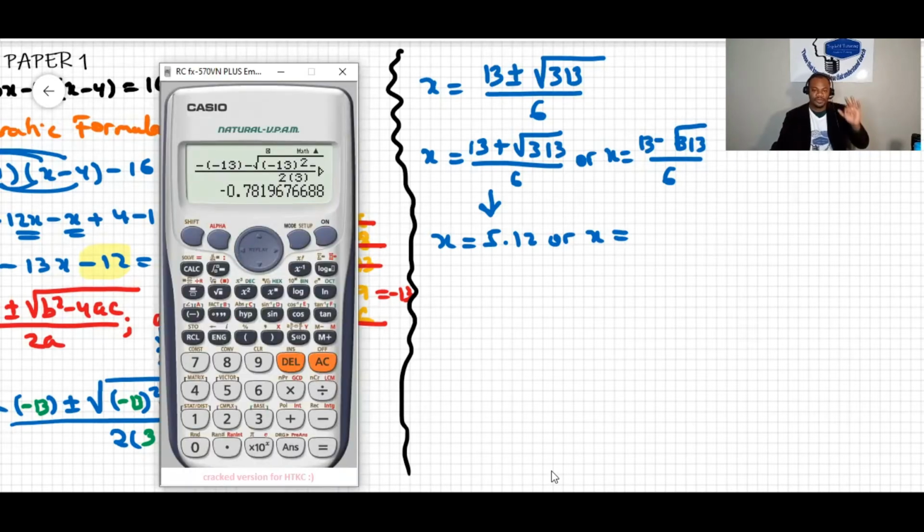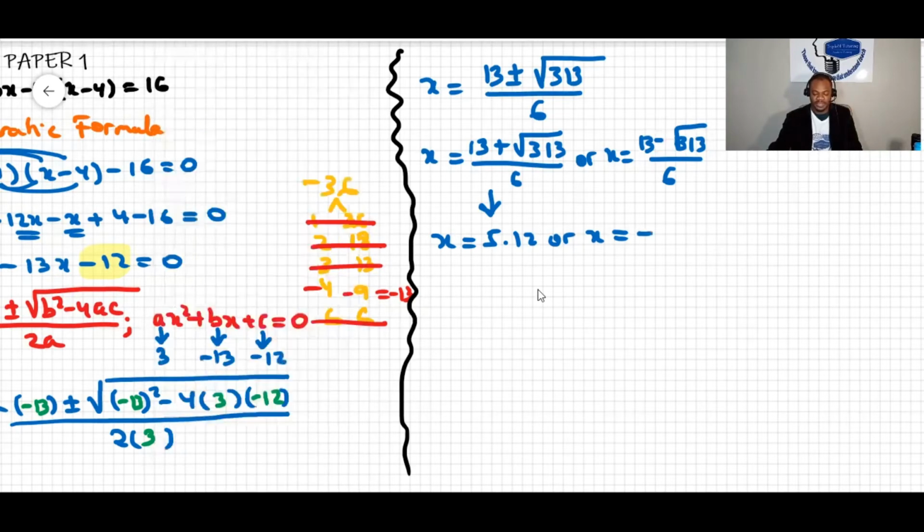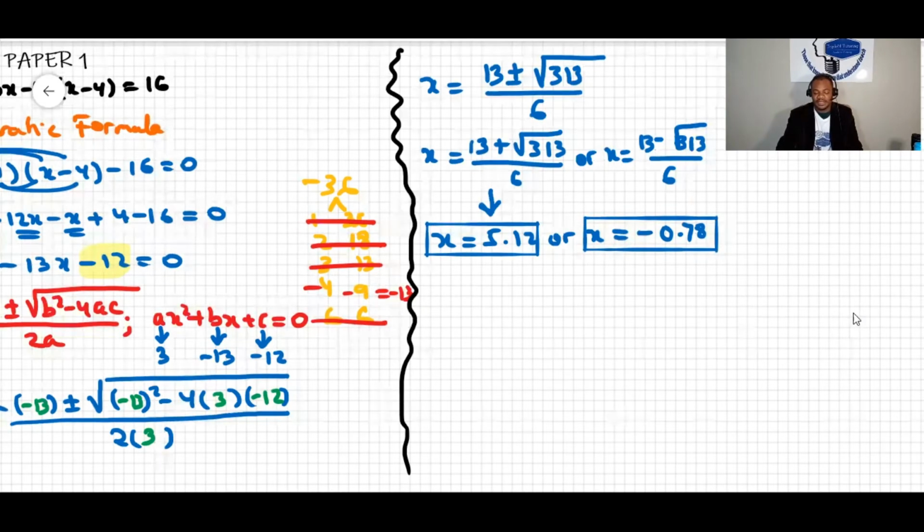So we said to the second decimal place, we must look at the third decimal value. Here the third decimal value is 1. Because that 1 is less than 5, we can just stop at the second decimal place and then remove all the digits that come after. So this will be minus 0.78. So this is the solution of the equation.